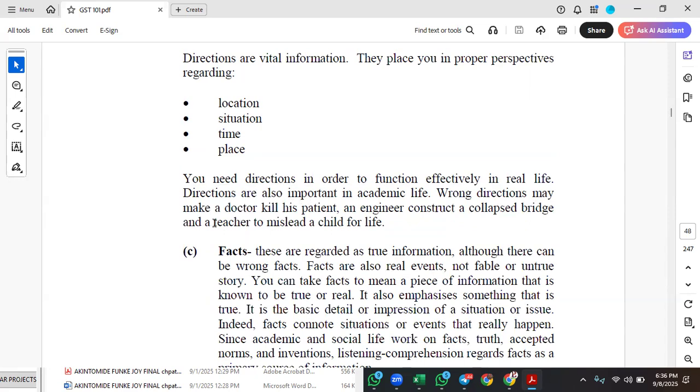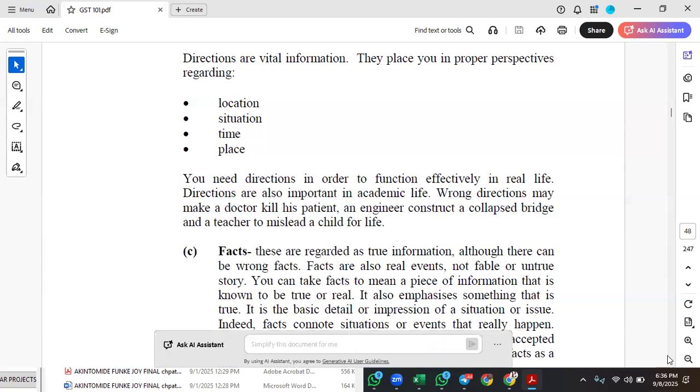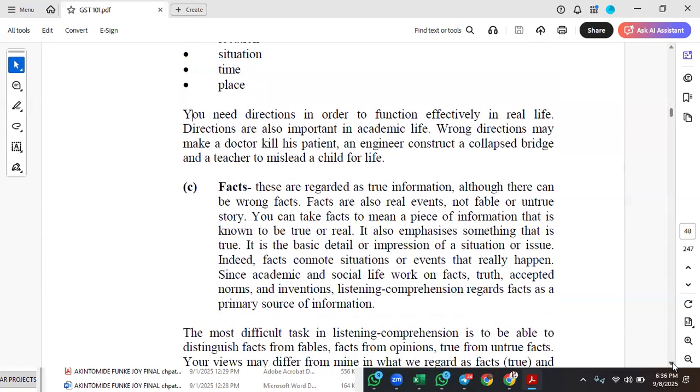Wrong directions may make a doctor kill his patient, an engineer construct a collapsed bridge, and a teacher mislead a child for life. That is how important directions are to human life. So once somebody is given a wrong direction like this, it may cause a whole lot of damage to the whole lifestyle of that person. So we're talking about instruction, we're talking about direction.